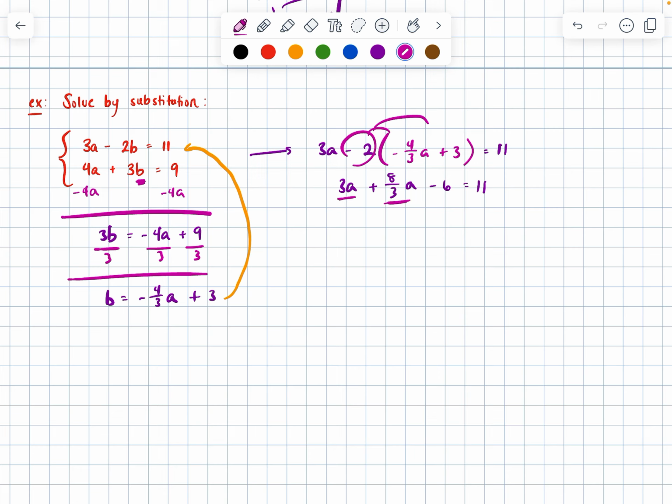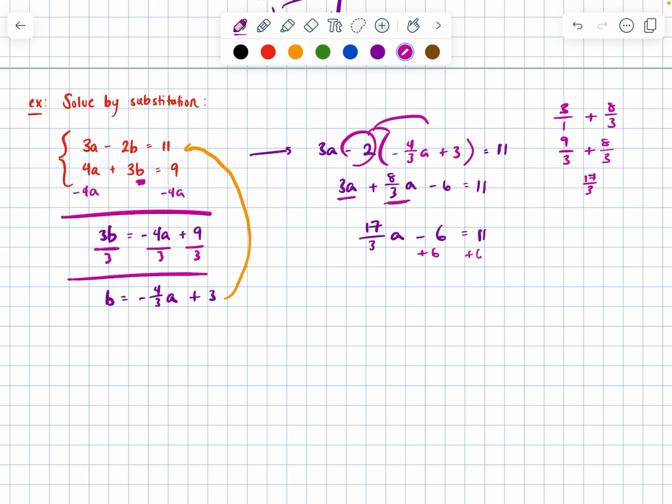From here, I've got some like terms I need to combine. 3a plus 8/3 a. Gross, but doable. Again, I need a common denominator, so I've got 3 over 1 plus 8 over 3. I need to rewrite 3 as something over 3. Well, 3 over 1 is the same as 9 over 3, and 9/3 plus 8/3 is 17/3. Cool. So I've got 17 over 3a. Ew, but sure. Minus 6 equals 11.